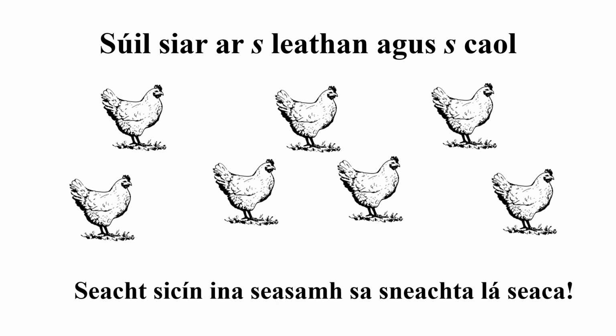Shacht shikin in a shasav snashnachta lo shaka. So shacht shikin, seven chickens, in a shasav, standing, snashnachta in the snow, lo shaka, on a frosty day or an icy day.